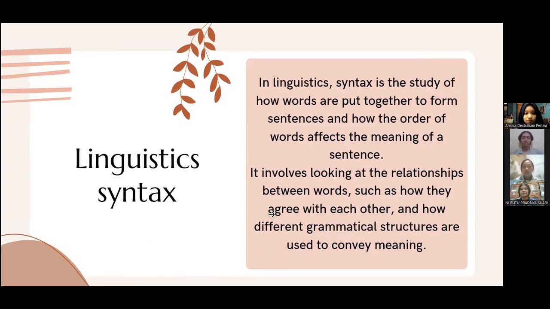Okay, thanks for the time, Anissa. So the part of grammar that represents a speaker's knowledge of sentences and their structure is called syntax. In linguistics, syntax is the study of how words are put together to form sentences and how the order of words affects the meaning of a sentence. In this case, we will learn about relationships between words, such as how they agree with each other and how different grammatical structures are used to convey meaning. By studying syntax, linguists can understand how language works and how it can be analyzed and compared.